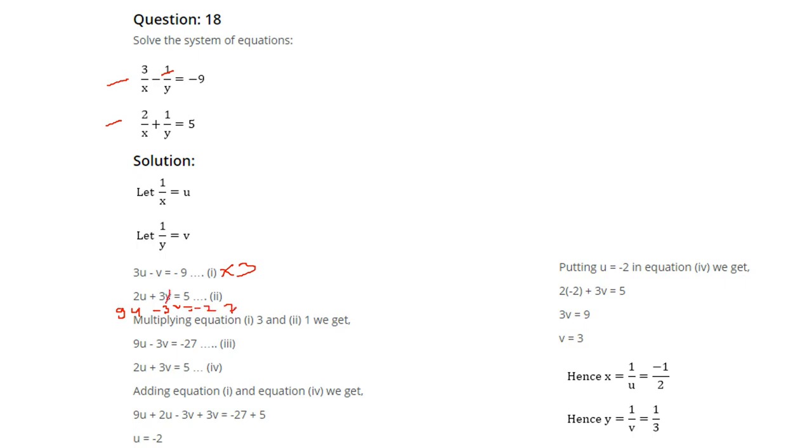Now you add them. This gets cancelled. 9 plus 2u, and then we have this gets cancelled, and 5, and this was minus 27. So minus 27 plus 5 is, this will be 11u, and 5 minus 27 is minus 22. So u will be equal to minus 22 by 11, that is minus 2. Okay. And when you have u equal to minus 2, put it here or here, you get v equal to 3. Then eventually you have to take the reciprocal because we have chosen x equal to 1 by u and y equal to 1 by v.